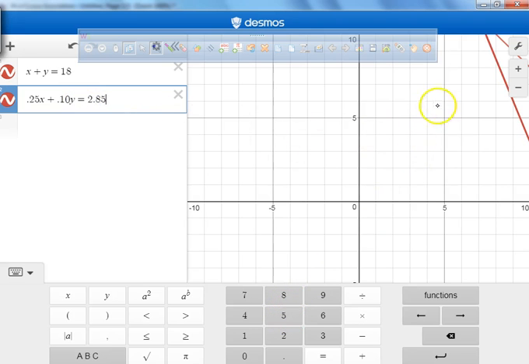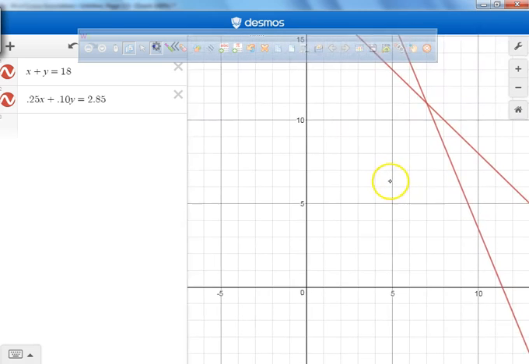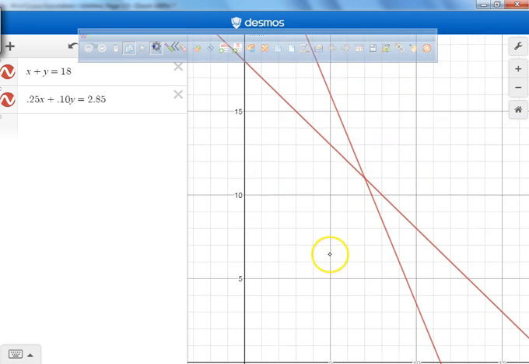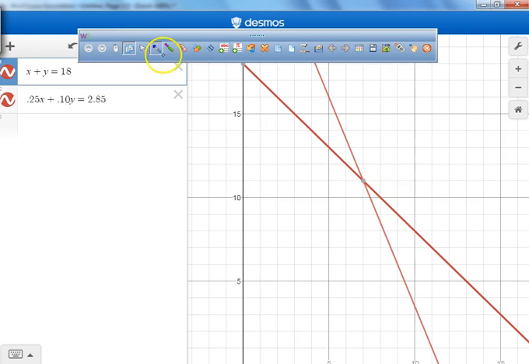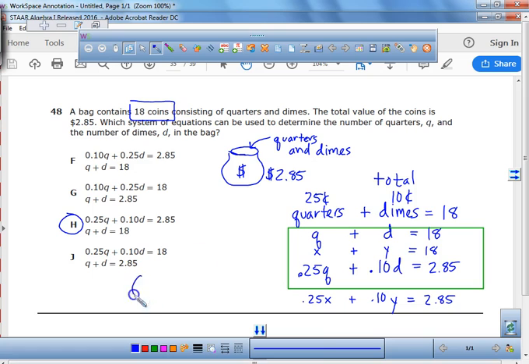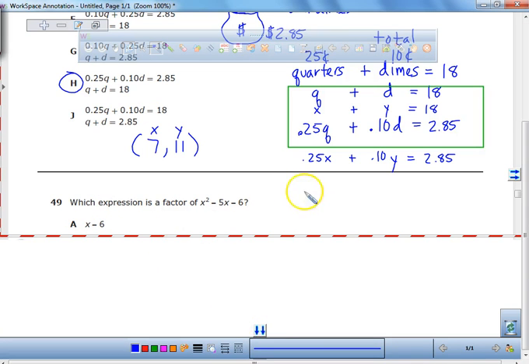Now, with a system of equations, the solution is where the two lines meet. Can you guys clearly see where the two lines meet? So you just take your little mouse and click on it, and it says 7 and 11. Now, what does 7 and 11 mean? It means the ordered pair is (7, 11), which means your X is 7 and your Y is 11. In this particular problem, what did we say X represented? The number of quarters. So we would have a total of 7 quarters and a total of 11 dimes.